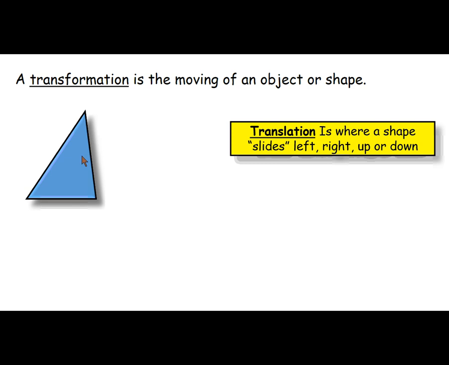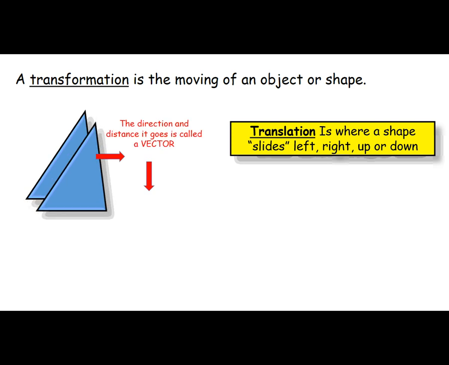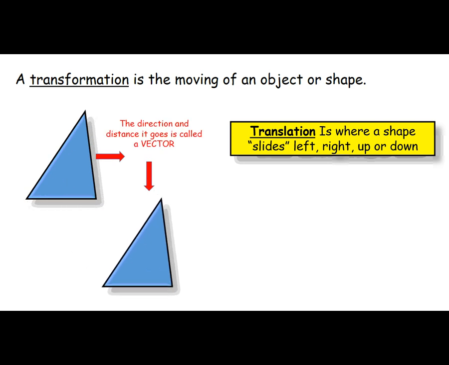A translation is a transformation where we simply slide our object left or right, up or down. So in this case, if I want to perform a translation on this triangle, I'm simply going to slide it to the right a little bit and then slide it down a little bit, and I'm going to create a new triangle in a different location.